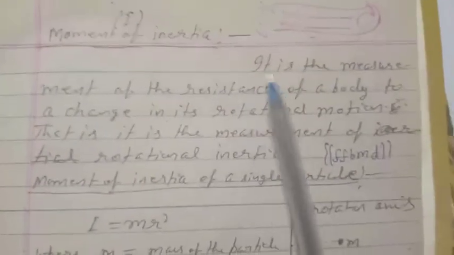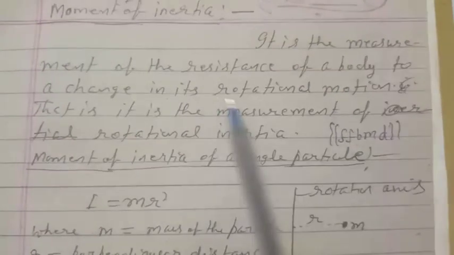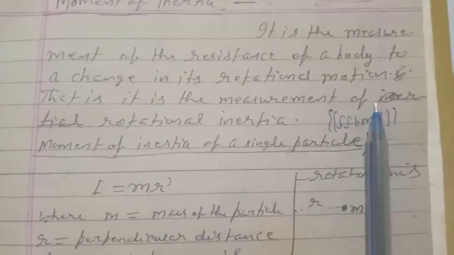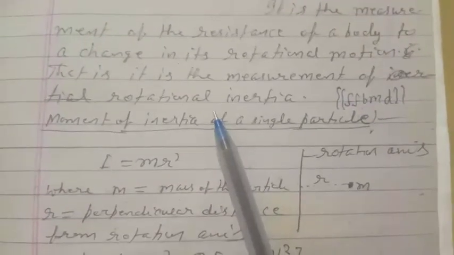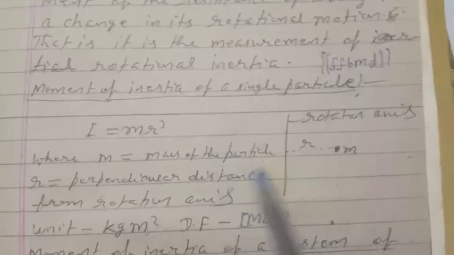Moment of inertia. It is the measurement of the resistance of a body to a change in its rotational motion. That is, it is the measurement of rotational inertia.